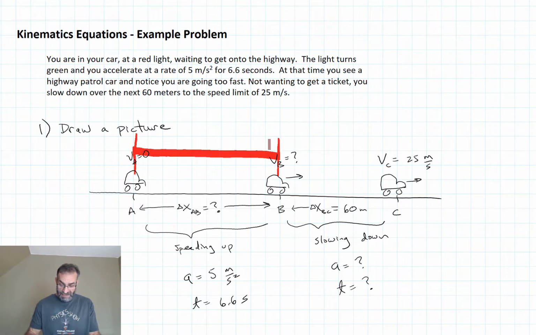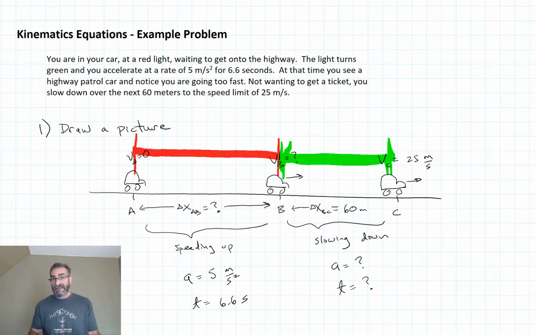We have constant acceleration. From B to C, we have constant acceleration. But it's not constant from A to C. It abruptly changes in the middle. So how are we going to solve this problem? We're going to split it into two problems. One going from A to B, where we have constant acceleration, and one going from B to C, where we know we have constant acceleration also.